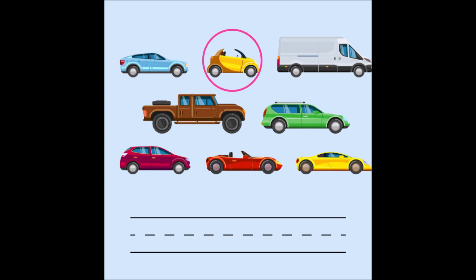Did you pick the yellow convertible on the top row? If you did, you're correct. That is the shortest car on the page. Good job.